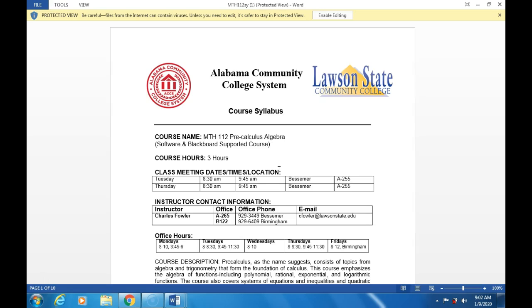The end of that building toward the gym, the tennis courts, and the baseball field, when you come up that half flight of stairs from the outside, when you step on that top step, Dr. Pruitt's office is right there, B122. Here's my number on Friday mornings, 929-6409.